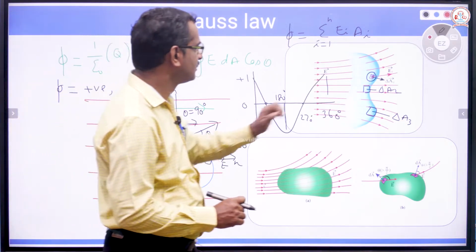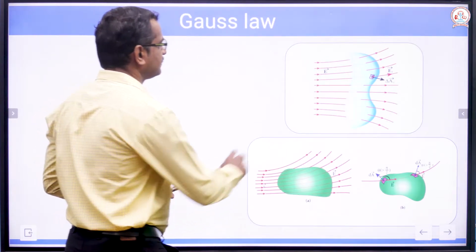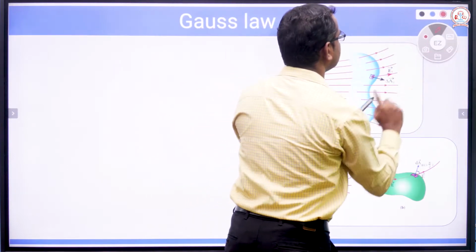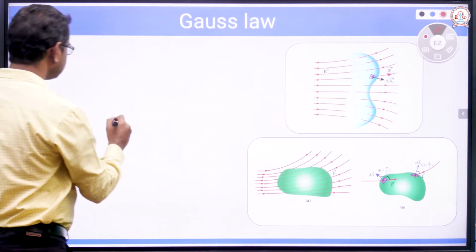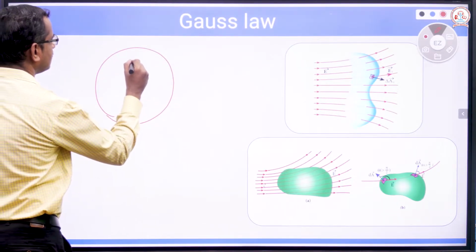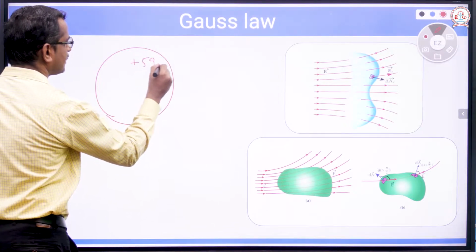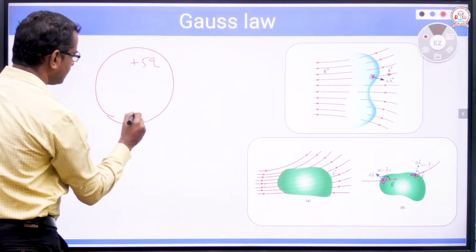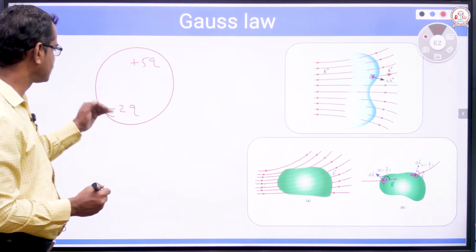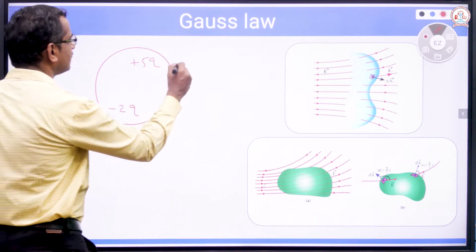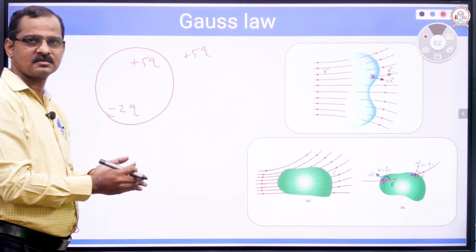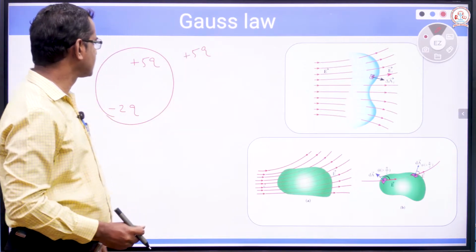For example, you just imagine a surface like this. Imagine a sphere. Plus 5q charge is inside the surface, and minus 2q charge is also inside the surface. And imagine another plus 5q charge is outside the surface.